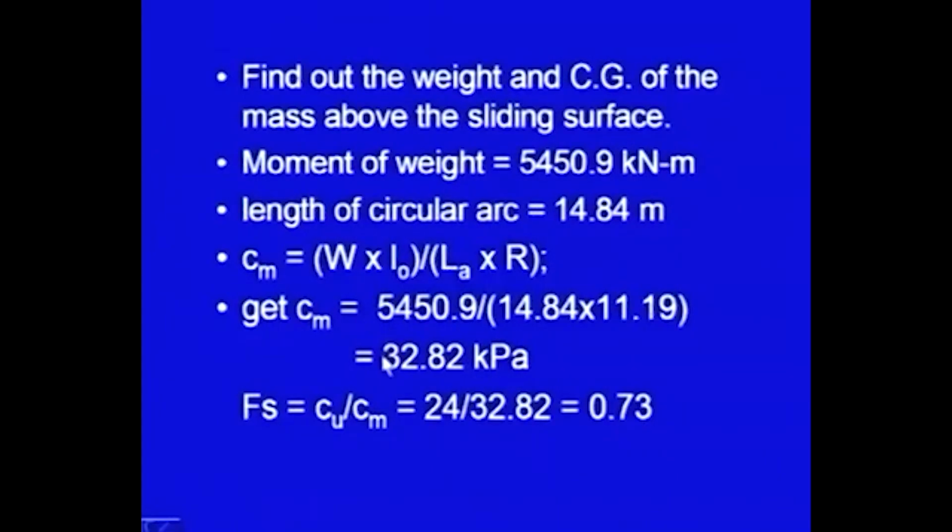So, this is the value of Cm which is required, and the available value given in the problem was 24 kPa. So, you can see here available value is 24, we required around 32.82, factor of safety is 0.73. So, it is not safe, we need more. For the stability of the slope, a higher value is required and the available strength is 24. So, factor of safety is 0.73.